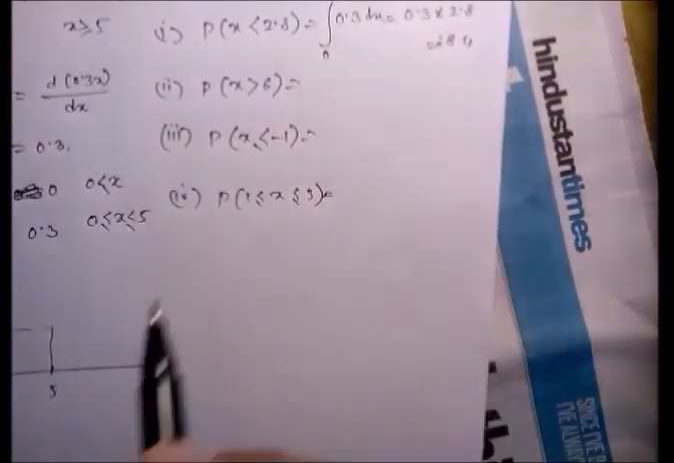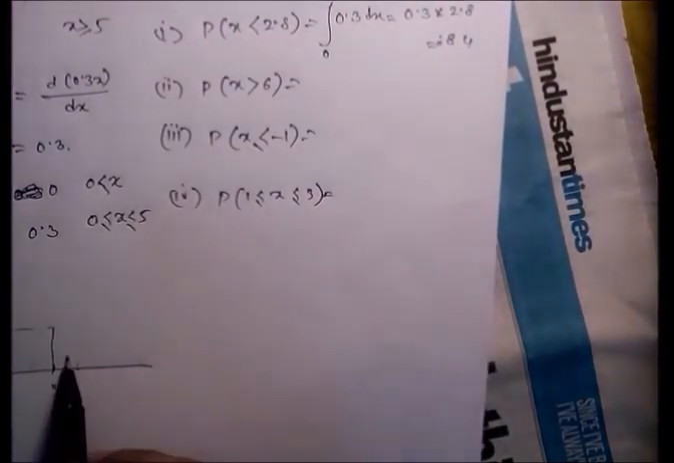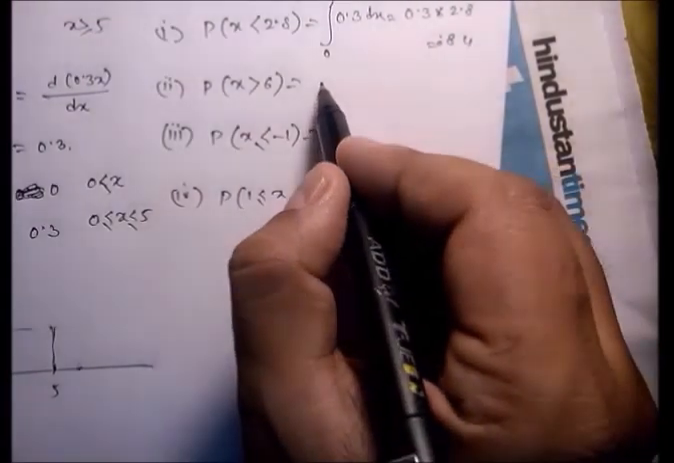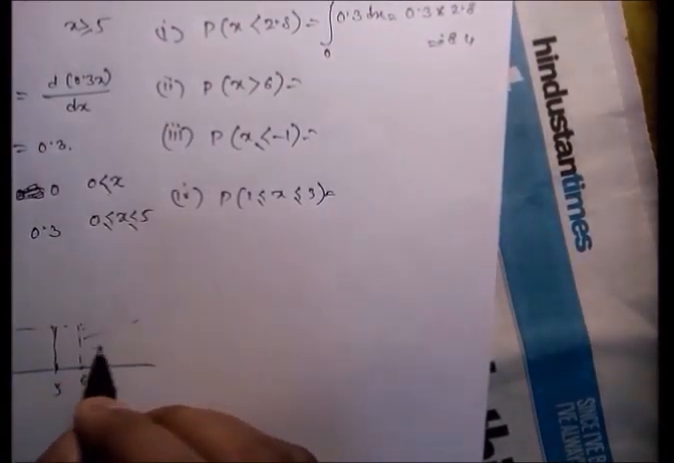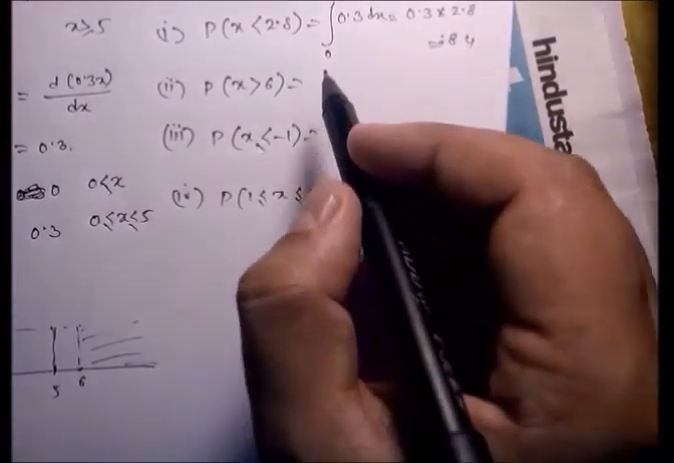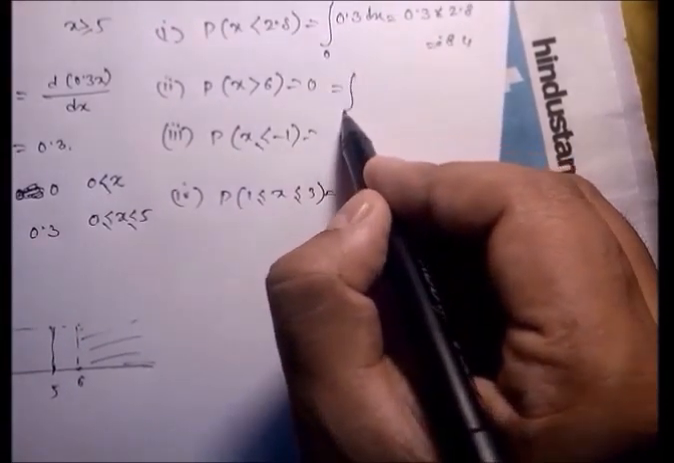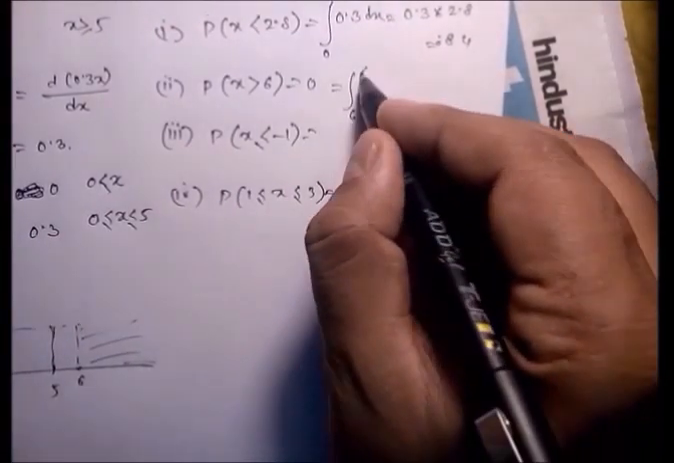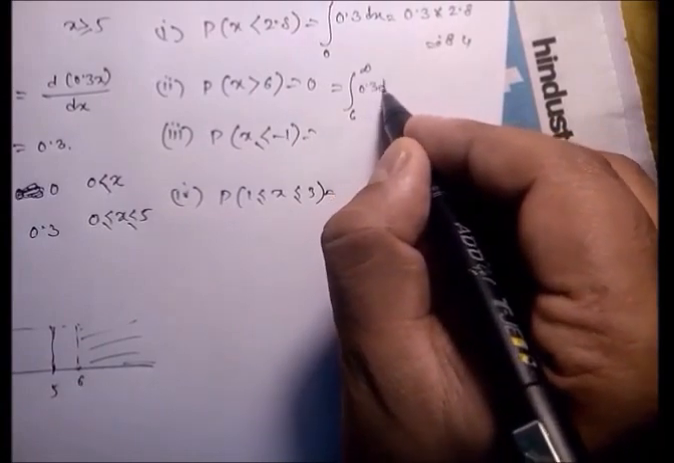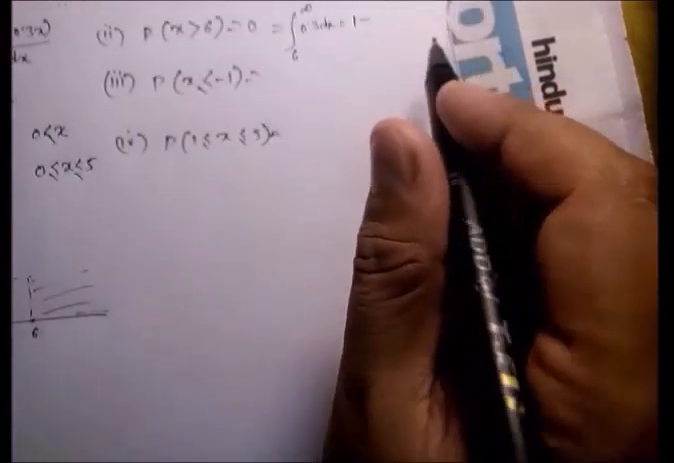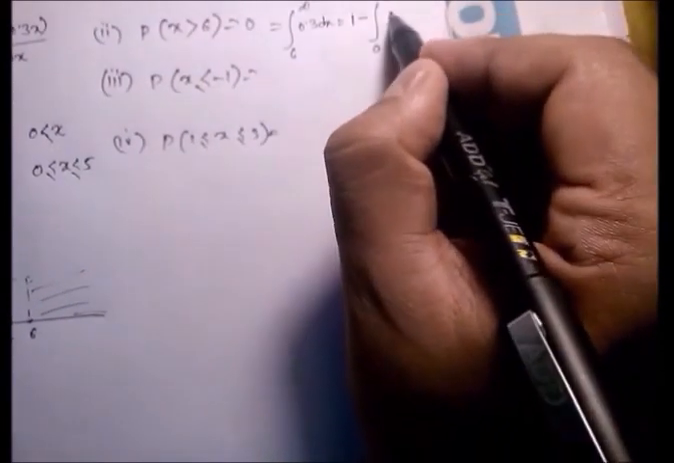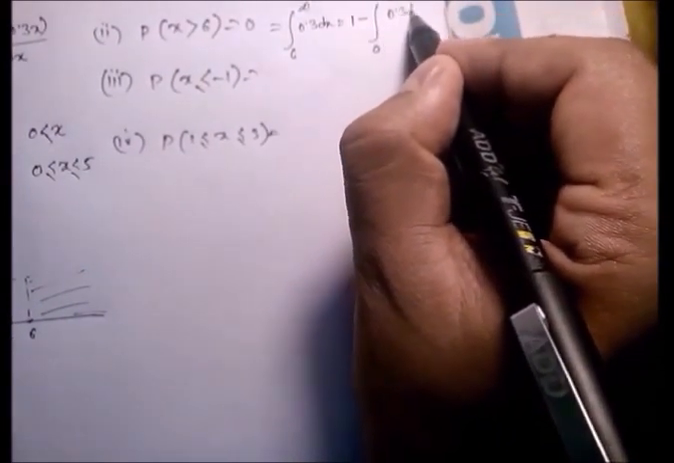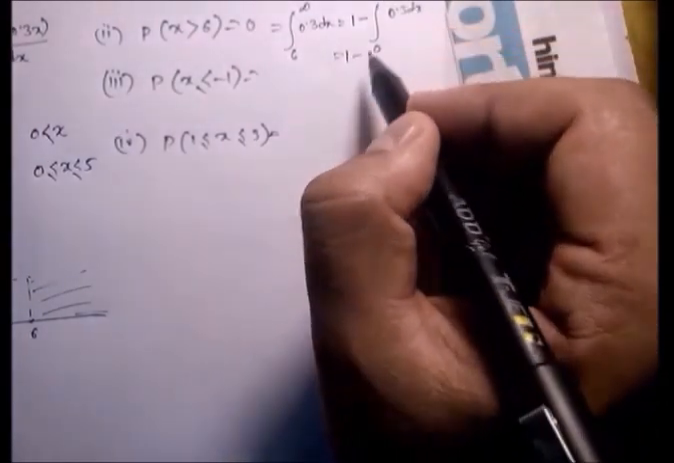Next, what about if x is greater than 6? Greater than 6 is always 0. So the answer is 0, but we can show it this way: the integral from 6 to infinity of 0.3 dx, or 1 minus the integral from 0 to 6 of 0.3 dx. The whole value is 1, so 1 minus 1 is 0.